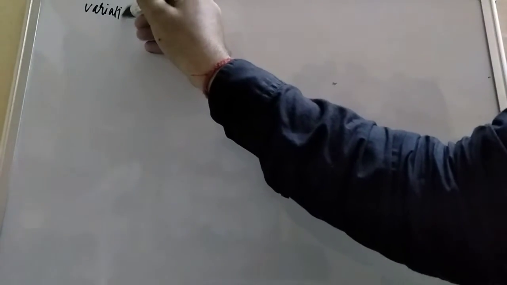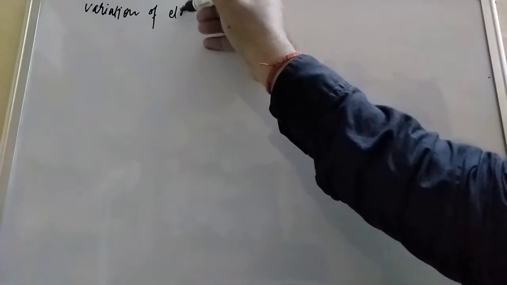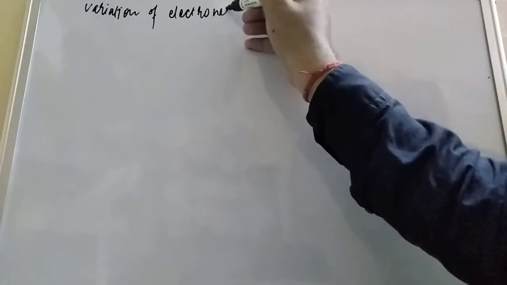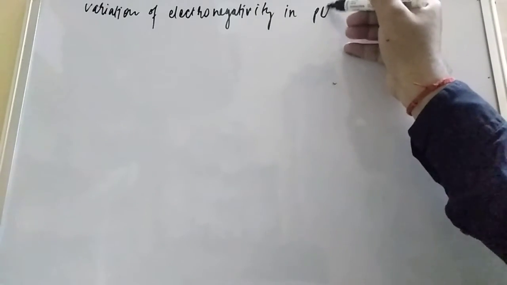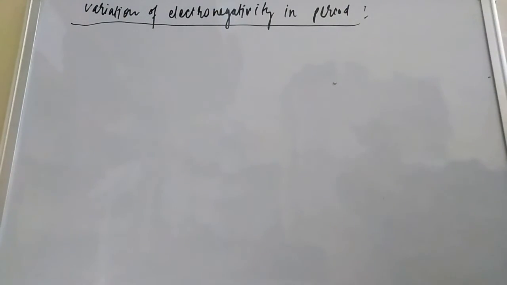So let us see what we can write here: variation of electronegativity in a period. Let us see what is happening in a period from left to right: size decreases. If size decreases, electronegativity will automatically increase.